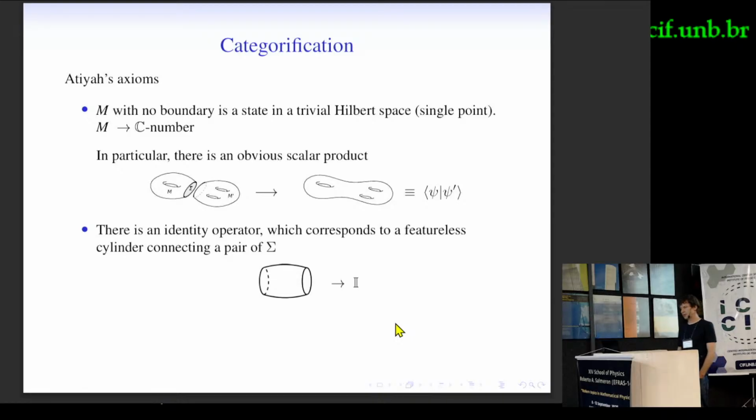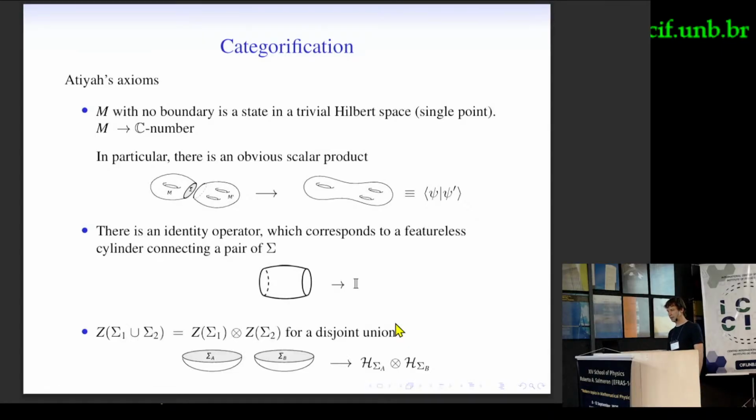Well, the identity will be just a trivial cylinder. It's a trivial evolution of a surface sigma. And another important property is that if your boundary has disconnected components, so this sigma is a union of two disconnected components, sigma 1 and sigma 2, then the functor will map it into a tensor product of linear spaces, a tensor product of Hilbert spaces.